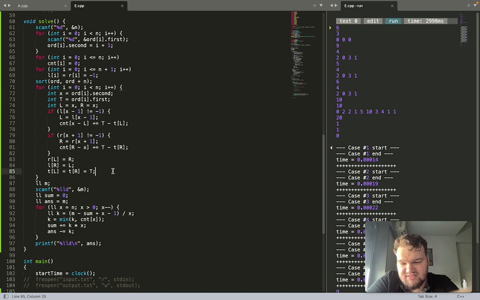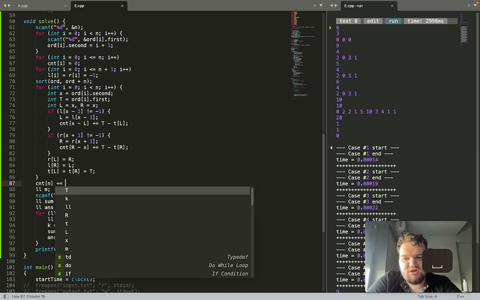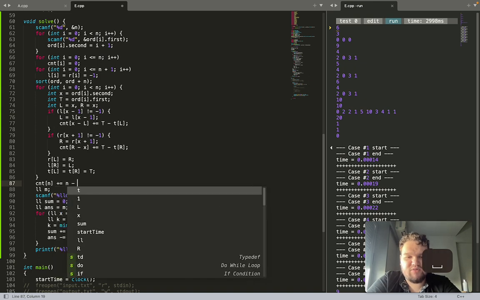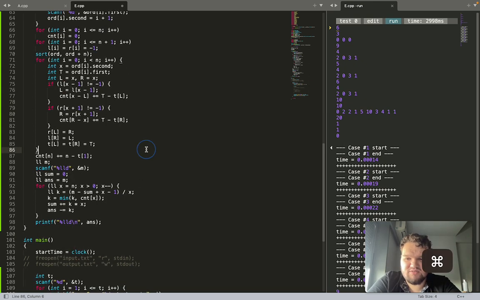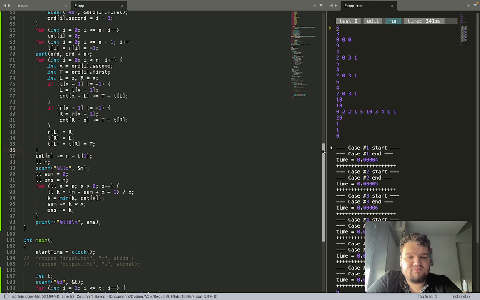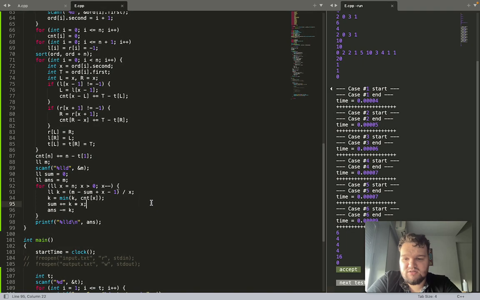Right, because in the end everything is just one segment, and so for n I need to add n minus the time of creation of that big segment. Still incorrect.